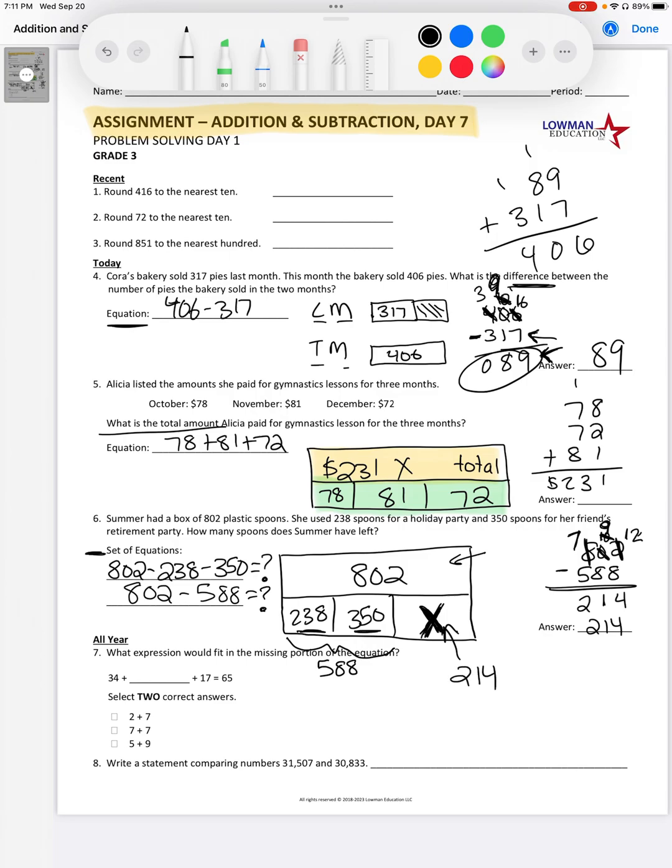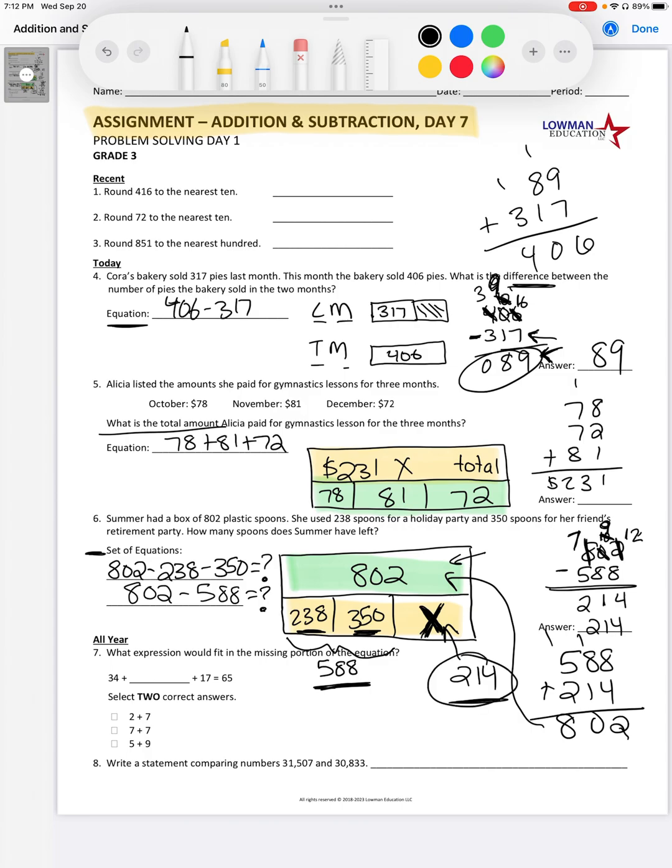Well, we know from the previous problem that on a strip diagram, the top has the same value as the bottom. So what we could do is add the parts that we know, and it should give us a total of 802. So let's try that. 588, and that's the 238 and 350 already put together, plus 214. 802. It worked out perfectly. That means 214 is indeed the value of the missing part.